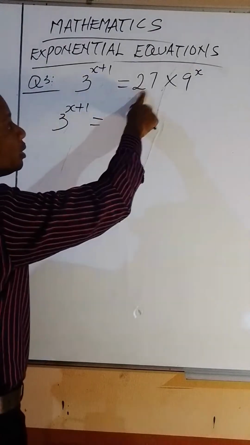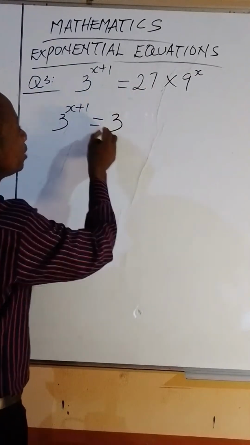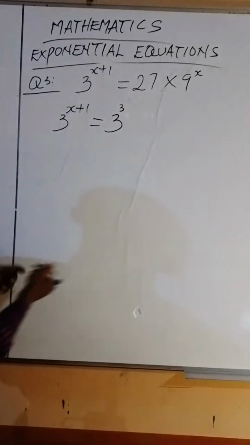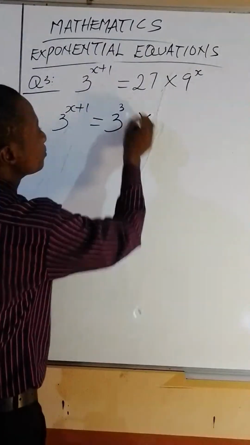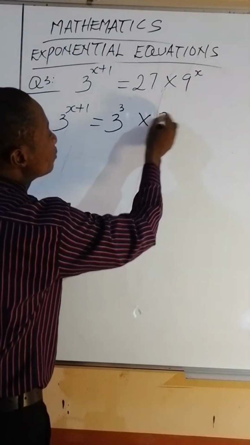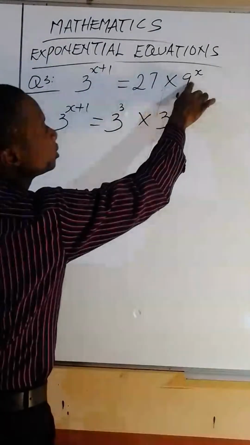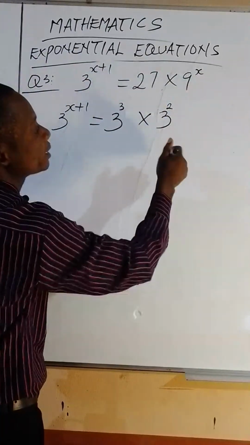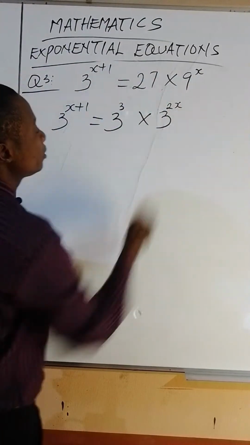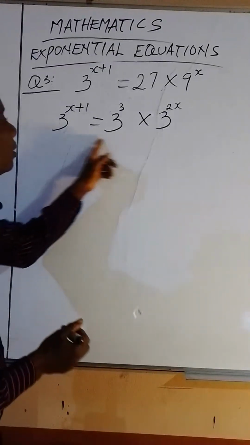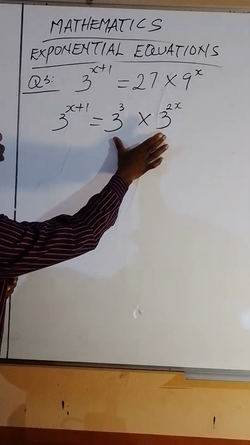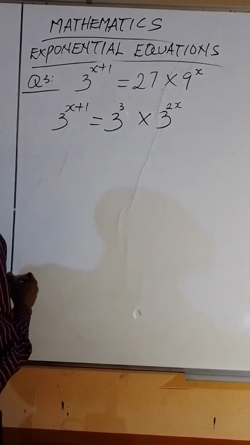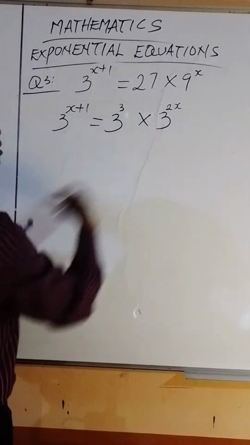Then 27, okay, will be 3 raised by 3. 3 times 3 times 3 will give us 27. Then times, here, we are going to have 3 again, and this will be raised by 2. But the 2 will be multiplied by the x here. Okay, so we have x here. You can see that they are now very much equal, but we have to combine these two using the law of multiplication of indices.